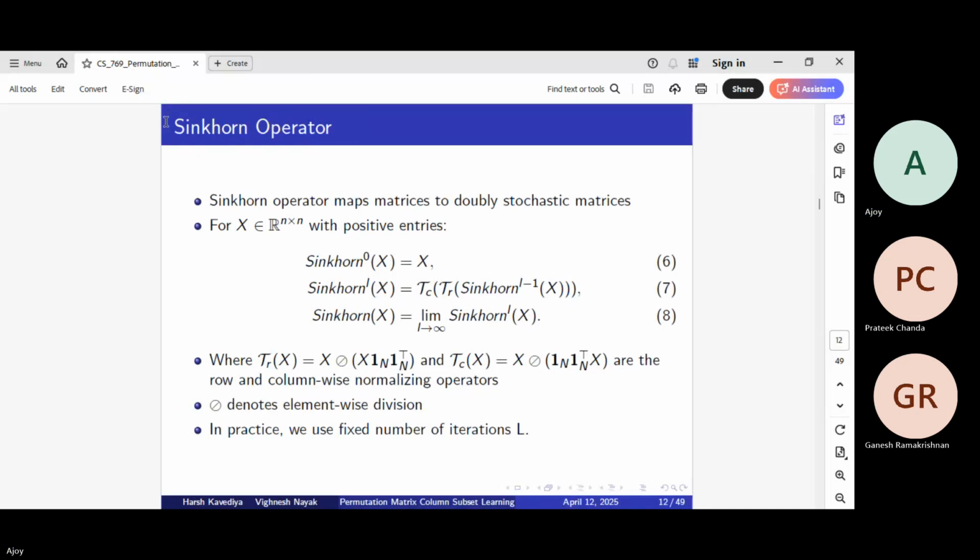we want our matrix to be doubly stochastic. So we use Sinkhorn normalization. This is an iterative process. It alternately normalizes rows and columns. The actual Sinkhorn normalization is a limit to infinity, but in practice, we limit the number of steps that we perform.